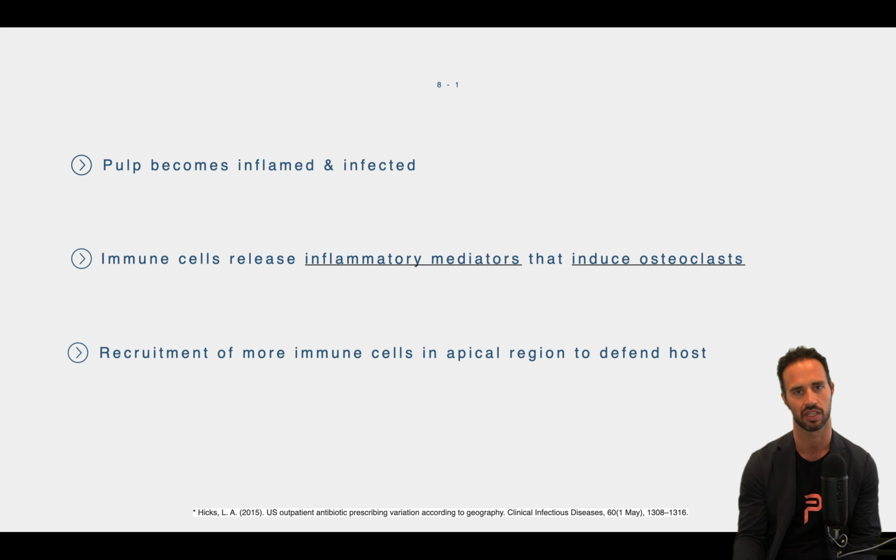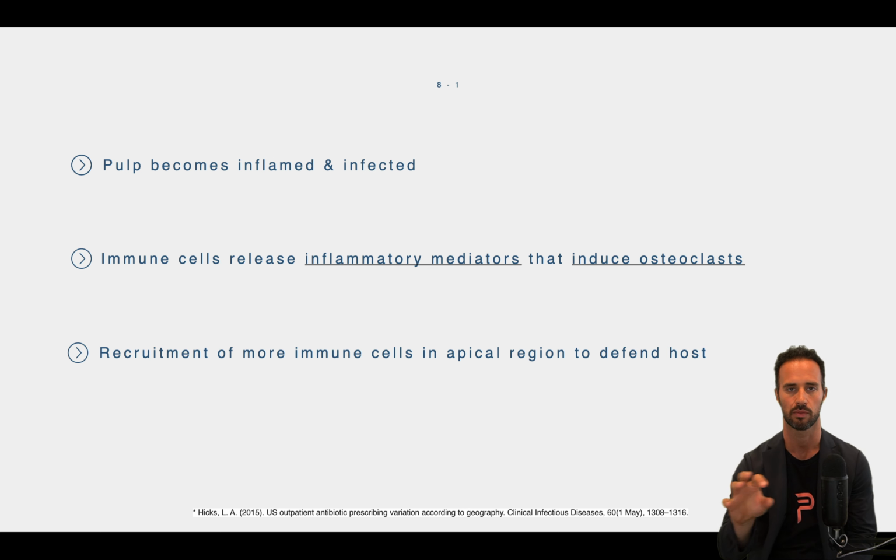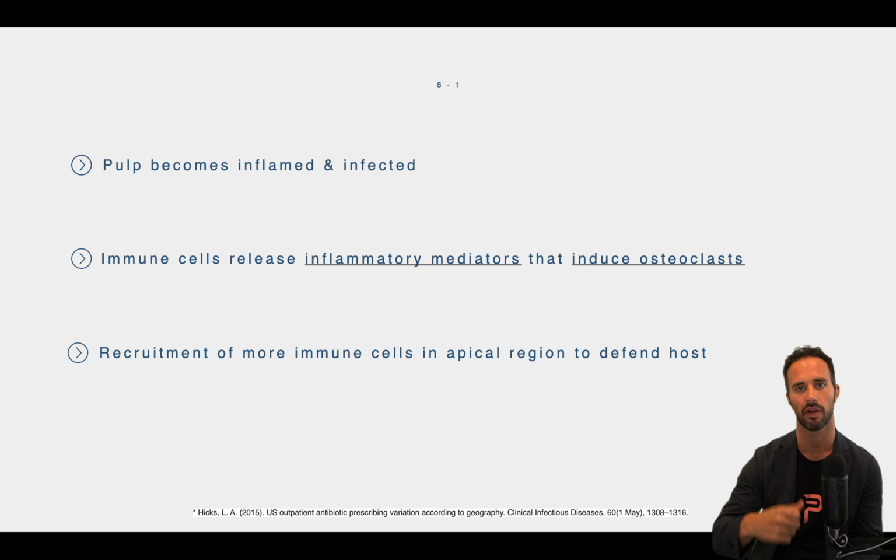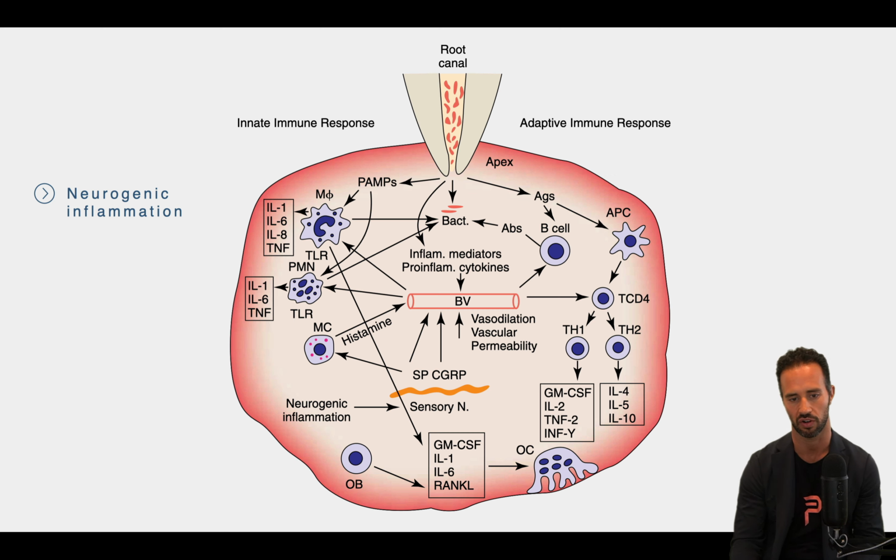So first and foremost, as you already know, endodontic disease starts with an inflamed pulp that eventually will lead to an infected pulp after it's become necrotic. Generally speaking, immune cells release inflammatory mediators that are ultimately going to recruit and induce osteoclastic activity in the periapical areas within the jawbone. That's a very zoomed out view of the mechanism. Then it's a feedback loop where there's recruitment of more and more immune cells to defend the patient, and that just increases the speed and the amount of bone loss that occurs.